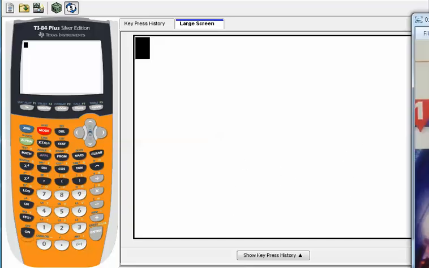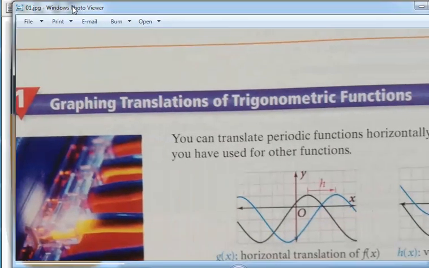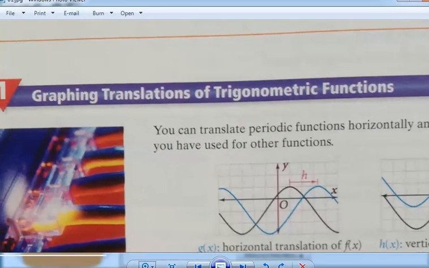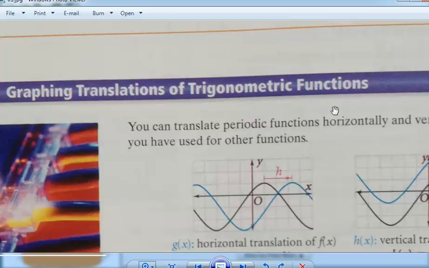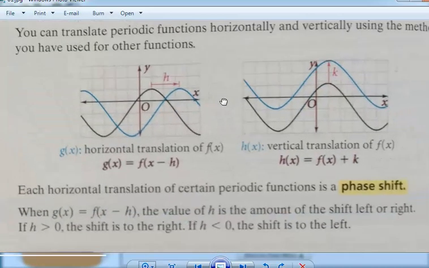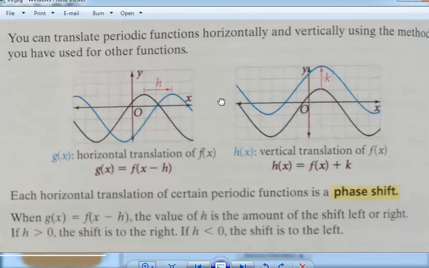This is a video that is going to go through several of the examples found in a chapter on graphing translations of trigonometric functions. Okay, so the basic premise is that a trigonometric function, the sine and cosine, look like this nice little wave here, and the tangent looks a little bit different. We'll see that very shortly.